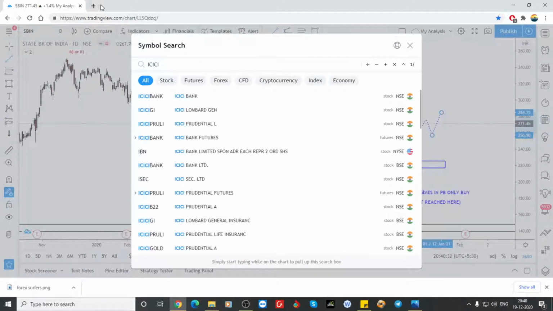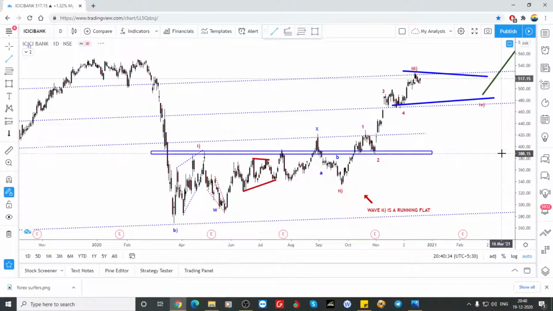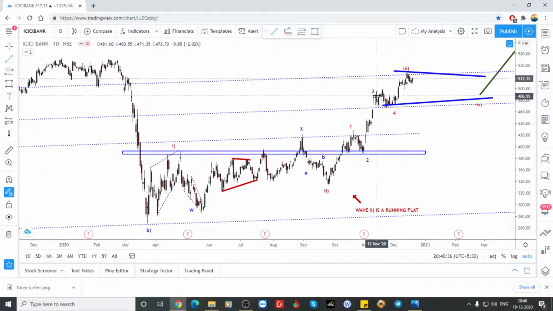So in ICICI also, all the bank sectors, it looks like the same pattern, 1, 2. So after the 3, we are in the fourth wave. Here it's a 1, 2, 3, 4, and here the five-wave structure is completed. And now I'm expecting the three-wave structure has to happen.